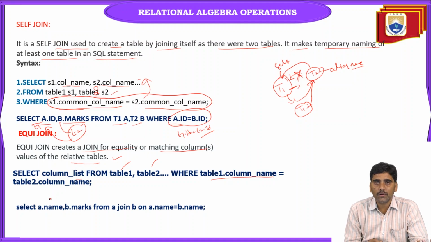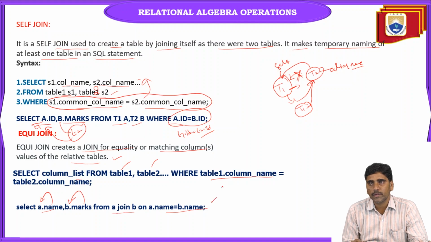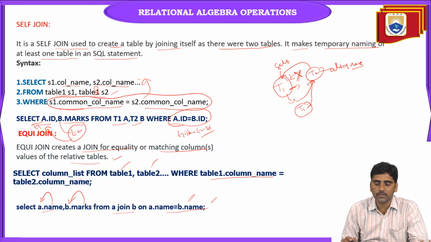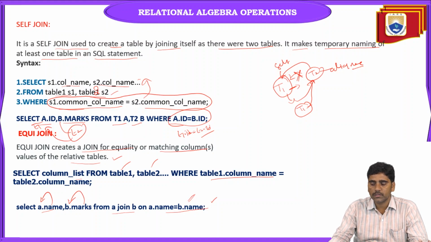So here the example is: select A dot name, comma, B dot marks. That means the name from table 1 and the marks from table 2, from A join B on A dot name equals B dot name. On this condition, the matching columns or matching rows will be displayed. So that is about all joins.